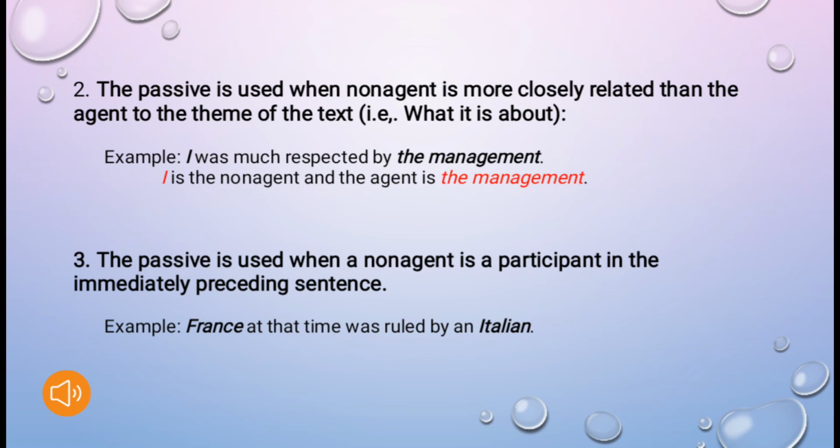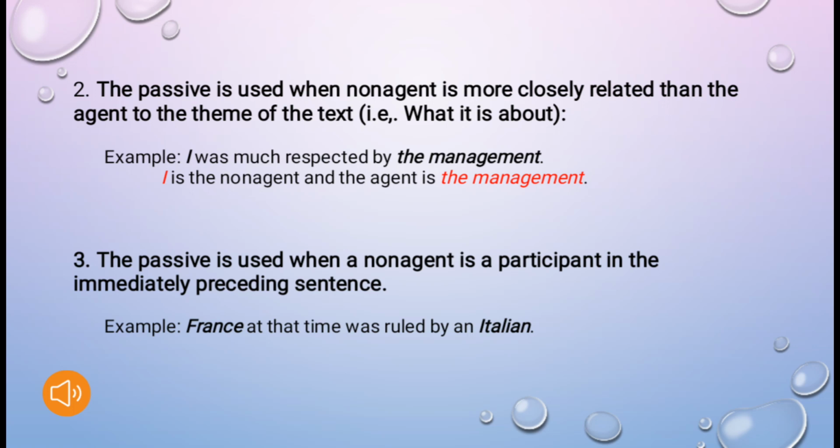We can identify the non-agent as the I. Why? Because it is more closely related than the second one, or than the agent. So when trying to identify where the agent is in this sentence, we may identify it as the management. So they are being compared to each other, right?